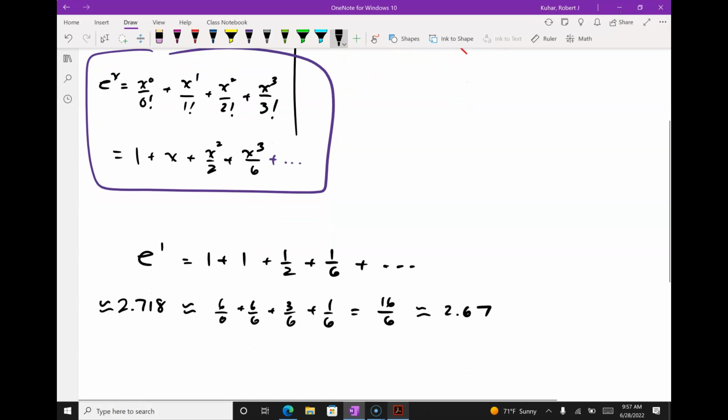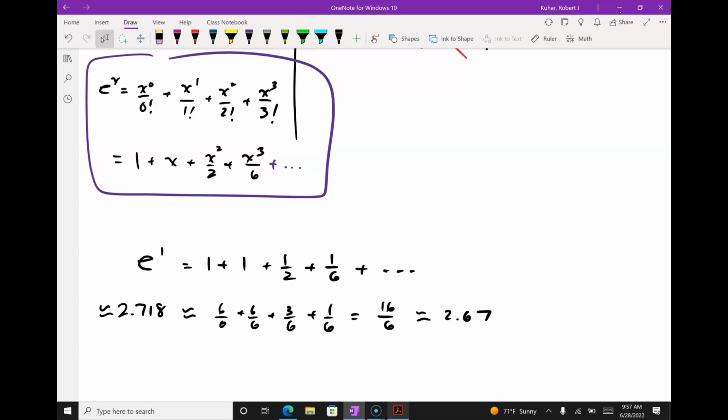But what's the next term? It's 1 over, I just had a 3 factorial, then I have a 4 factorial. 4 times 3 times 2 is 24. So let's see if we kept going. And then one more, 5 factorial, 120. You agree? 5 times 24, 5 times 4 factorial. So 2.67 plus 1 over 24 plus 1 over 120, 2.72. At 6 terms, it's on.